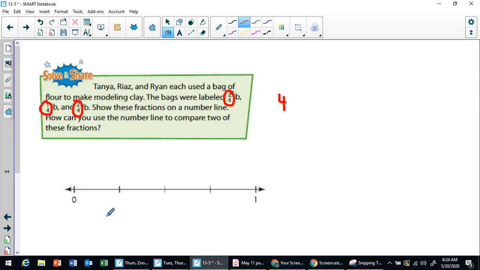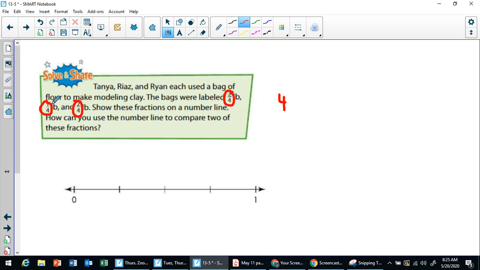A common mistake that children make is they accidentally count the tick marks. 1, 2, 3, 4, 5. Well, that doesn't equal 4. We want to count the spaces. 1, 2, 3, 4. Now, I said you only need to make one number line, but if you feel like you need to make one for each of these, go for it.